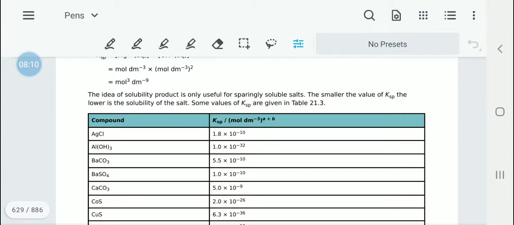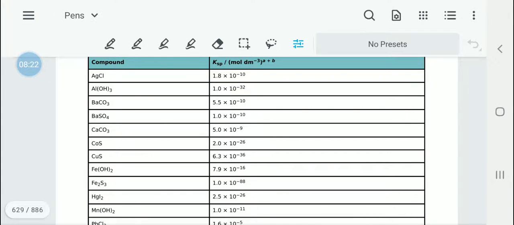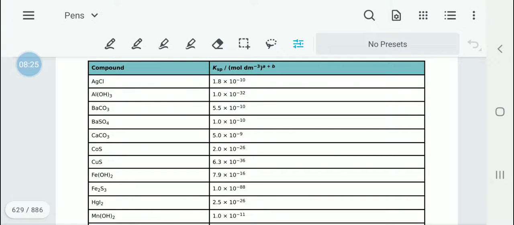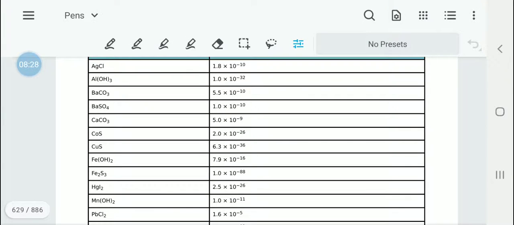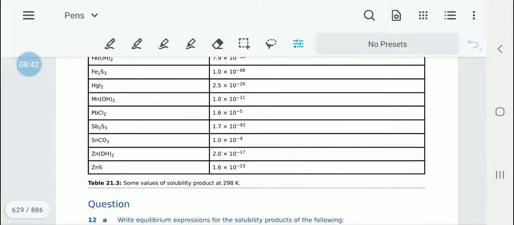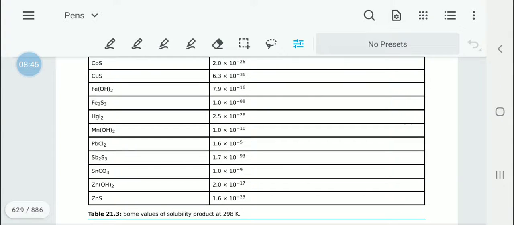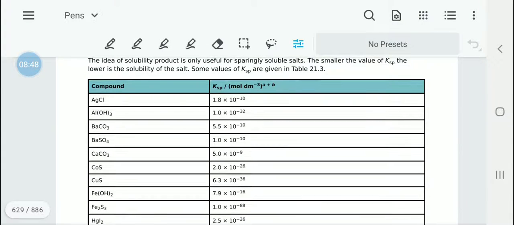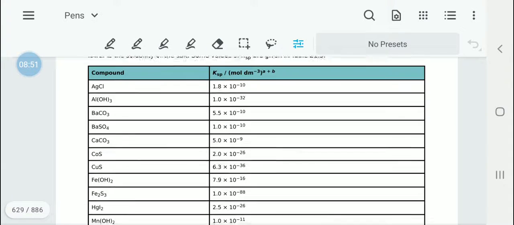If the solubility product is lower, the solubility of the salt is also lower. If you look at this, you will see that if you compare silver chloride and aluminum hydroxide, aluminum hydroxide is really not soluble. Then if you take ferrous sulfide, it will be 1 into 10 to the power minus 88. So that is going to be absolutely less soluble in comparison. I hope you understood.